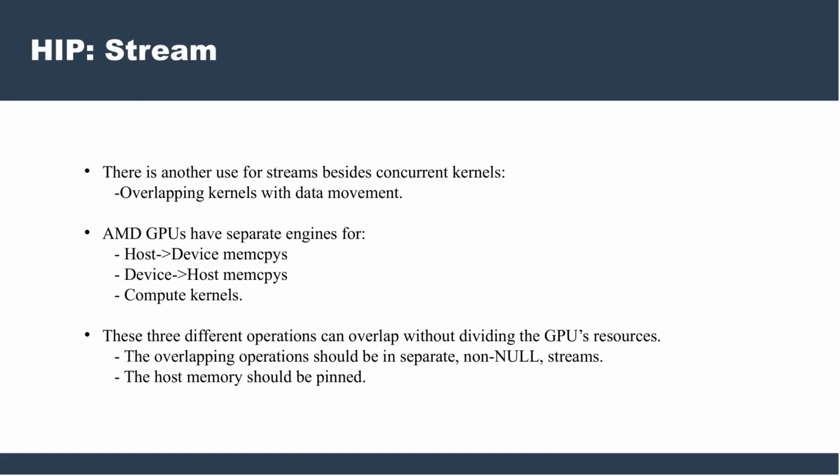Streams can also overlap kernels with data movement. Advanced Micro Devices graphics processing units have separate engines for host-to-device memcpys, device-to-host memcpys, and compute kernels. These operations can overlap without dividing graphics processing unit resources if placed in separate non-null streams.